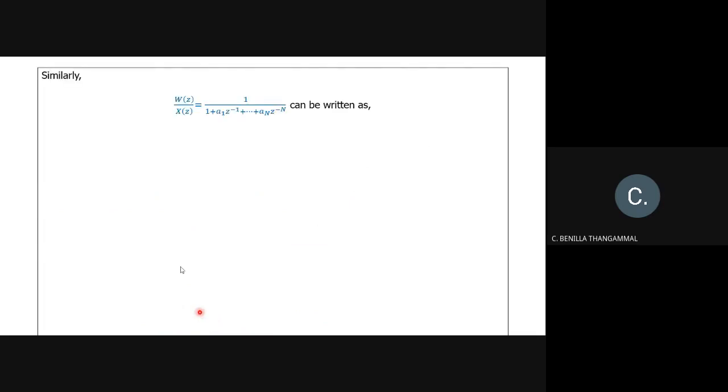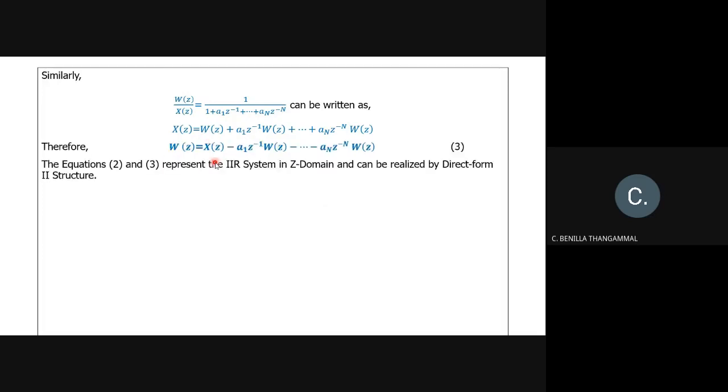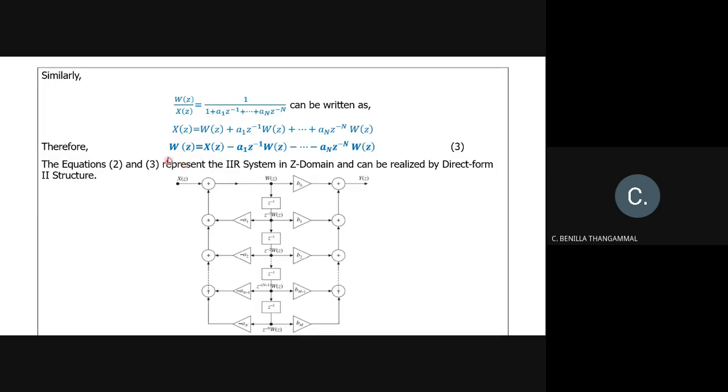Now I have to get W of z is equal to something. So for that, I'm just taking the next part of the equation, W of z divided by X of z as this one. Right, now I cross multiply this, I got it. So my aim is to get W of z equal to something. So I keep my W of z on one side, remaining things on the other side. So now W of z is equal to X of z here minus a1 z inverse W of z. So your z inverse is from W of z. So from your W of z I'll be taking minus a1 into W of z and minus a2 into W of z power minus 2. So likewise I'll be drawing this side.